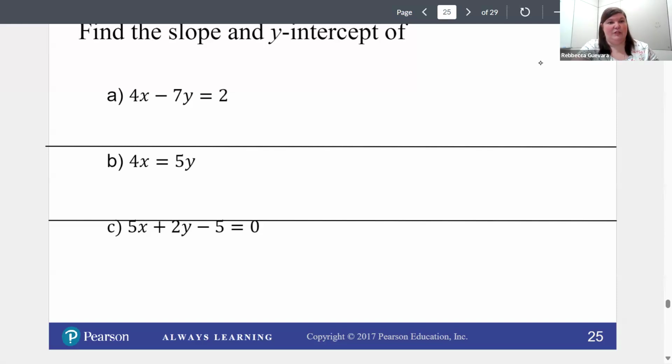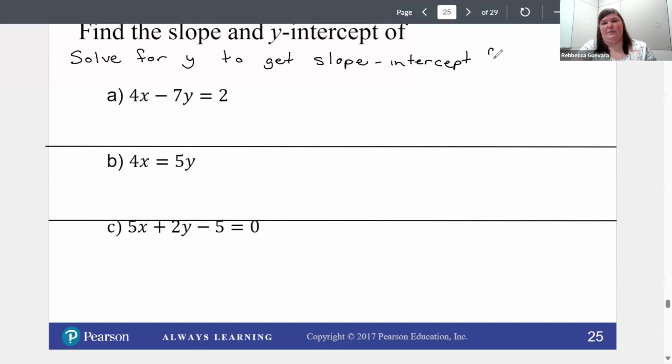But anytime you want to get to slope-intercept form, sometimes you might be in it, but if you're not, you always solve for y to get your slope-intercept form. So I didn't exactly tell you that right away. I wanted to give you a minute to think about what you needed to do. But essentially what you're doing is just solving for y.